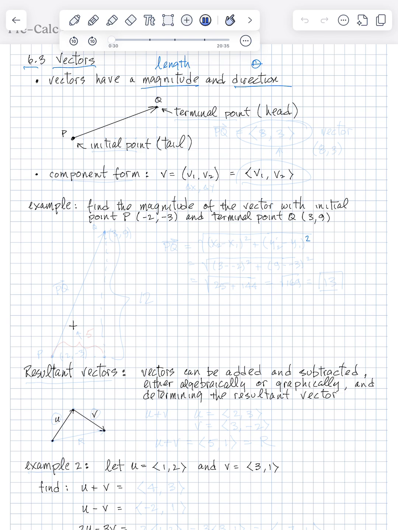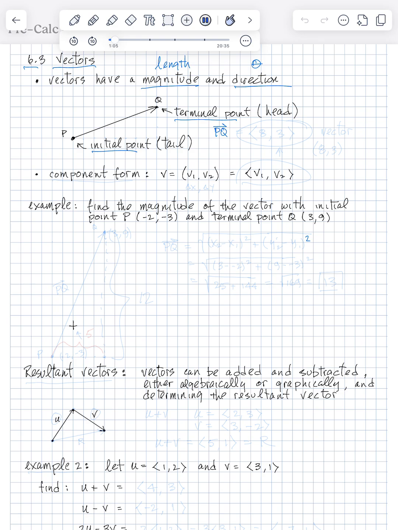But let's look at a typical vector. It has an initial point, also called a tail. It has a terminal point, also called a head. The initial point has just a dot. The terminal point has an arrow, and that's how you know it's a vector. This is called vector PQ, and you indicate that it's a vector with a little arrow above it.